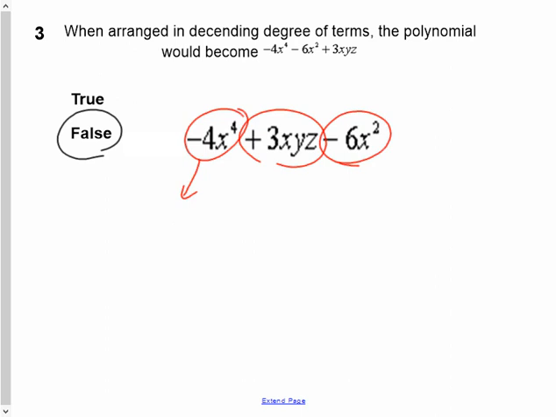The degree of this term is 4 because the exponent is 4. But for this term, there are three variables. There's an x, a y, and a z within this term, and each of those has an invisible 1 as its exponent. So xyz has a degree of 3 because each of those is 1. And this one has a degree of 2 because the exponent on the x is just 2. So it is actually already in proper order in descending degree of terms, because this is the second highest degree term. Hopefully that made sense.